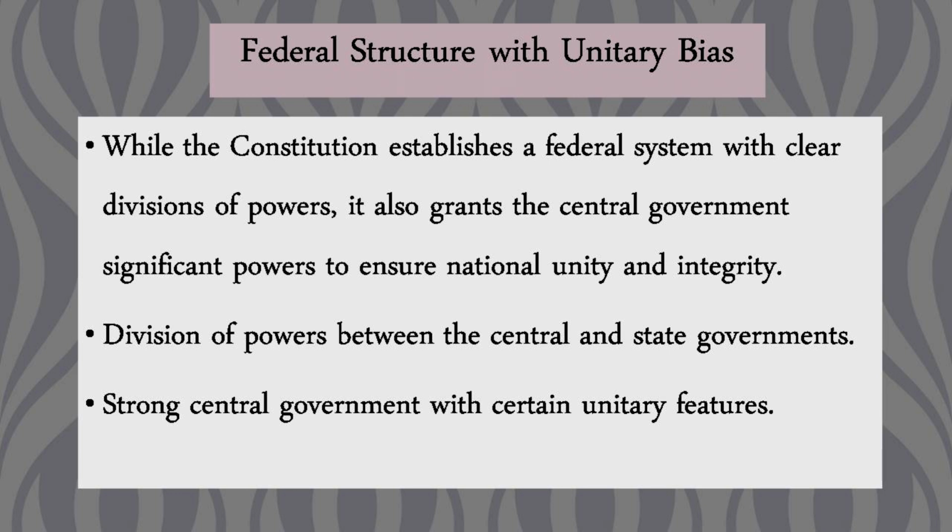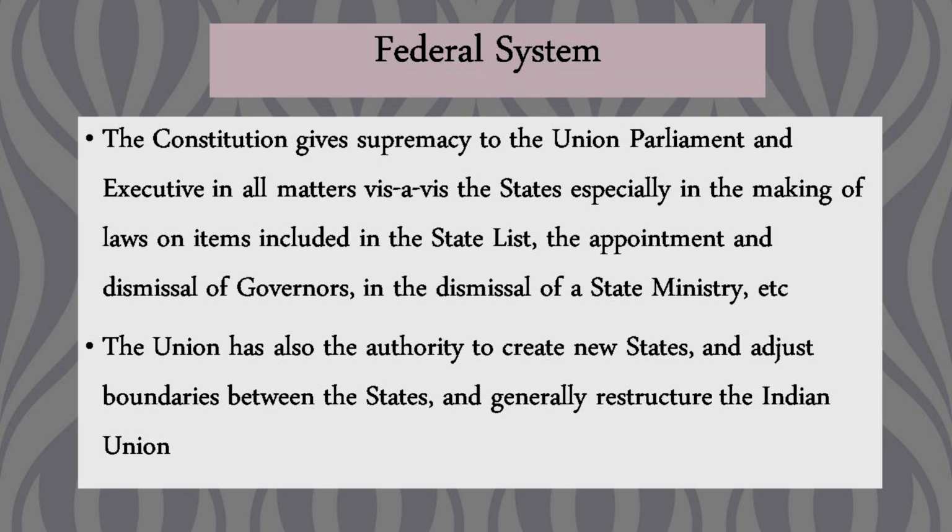Division of powers between the central and the state government is what we mean by federal system. Strong central government with certain unitary features. The federal system of the Constitution gives supremacy to the Union Parliament and executives in all matters, even concerning the states, especially while making the laws on items including the state list, appointment or dismissal of the governor, the dismissal of the state ministry and other such things. The Union has also got the authority to create new states or to adjust the boundaries of the states, and generally these restructurings of the Union or the states are given to the central powers.